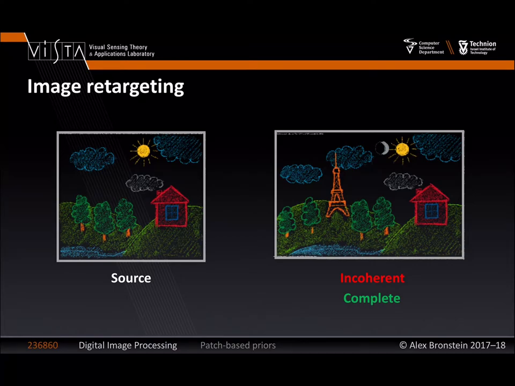Okay. What about this? Well, I have some Tour Eiffel popping up on the hill that was clearly absent in the source. I also have the moon here, which was also absent in the source. All the rest is fine. So it is complete, but it is incoherent. I invented new information. There is nothing in the source that could create those pixels, right? So it's not good either. And this is an example of an image that is both coherent and complete. Okay? We as humans can tell apart another tree from the moon.